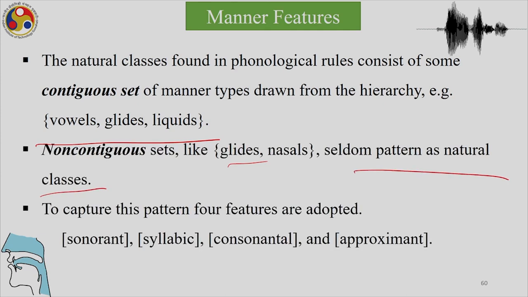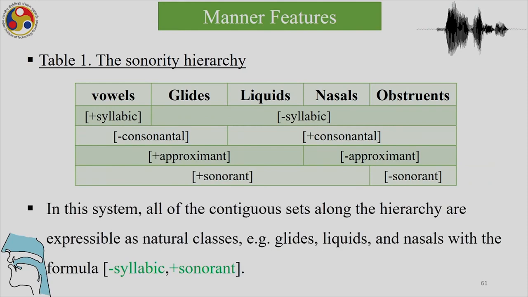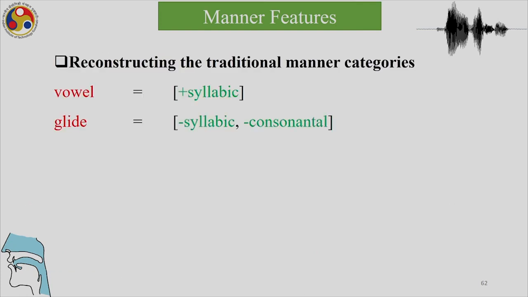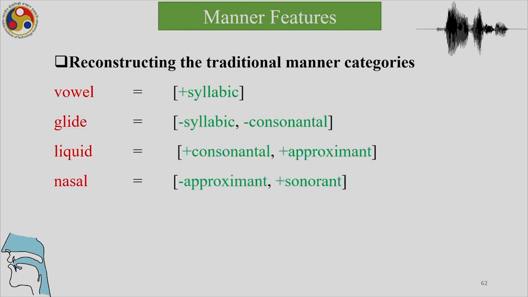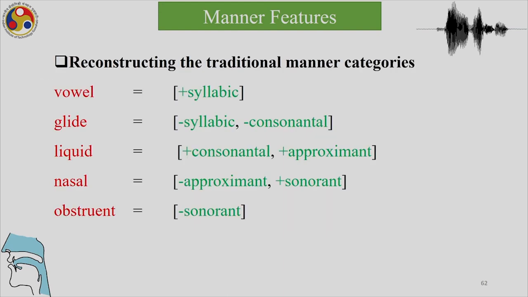And to capture this pattern, four features are adopted: sonorant, syllabic, consonantal and approximant. And this is the sonority hierarchy. In this system, all of the contiguous sets along the hierarchy are expressible as natural classes, glides, liquids and nasals, with the formula minus syllabic plus sonorant. So, vowel is plus syllabic, glide is minus syllabic minus consonantal, liquid is plus consonantal plus approximant, nasal is minus approximant plus sonorant, obstruents are minus sonorant. So, this is your most important traditional manner categories.